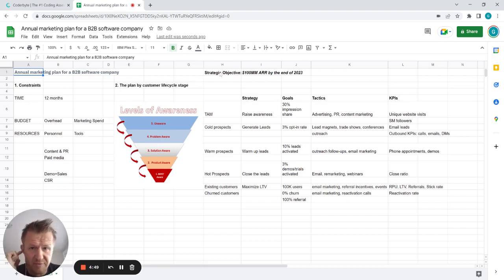As a strategic objective, I chose 100 million ARR by the end of 2023. Why? Because 100 million is a nice, round number in this case for a fictitious company. And the plan is broken down first into constraints, and then the actual plan by customer lifecycle stage.